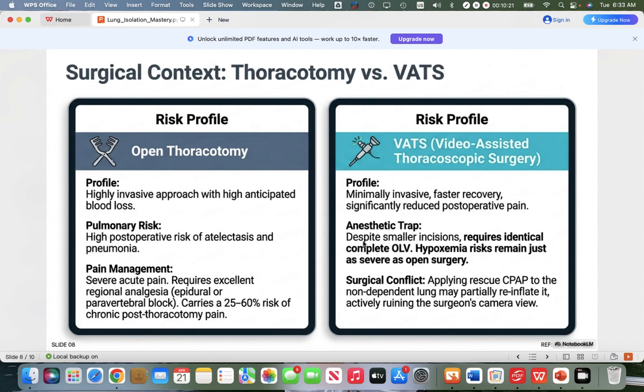Anesthetic trap: despite the smaller incision, it requires identical complete one lung ventilation, and the hypoxemia risk remains just as severe as open surgery. So the hypoxemia problem is still present even though we used video assisted thoracoscopy. So from the side of hypoxemia there is no difference between both methods, open or video. Surgically, apply rescue CPAP to the non-dependent lung by partially re-inflating it, actively monitoring the surgeon's camera view.